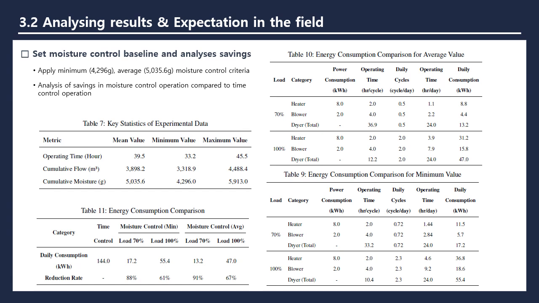Operating under the minimum moisture criterion of 4296 g ensures a conservative approach, while applying the average criterion of 5035.6 g maximizes energy savings. Compared to the energy consumption of the conventional time control method at 70% load operation, the minimum moisture criterion achieves 88% energy savings, while the average moisture criterion achieves 91% energy savings. At 100% load operation, the minimum moisture criterion achieves 62% energy savings, while the average moisture criterion achieves 67% energy savings.